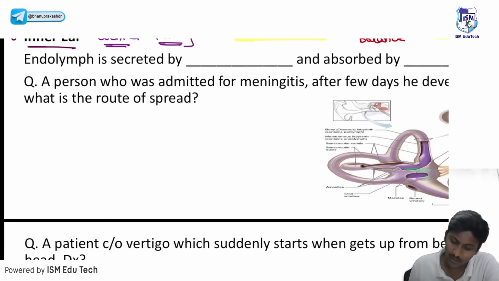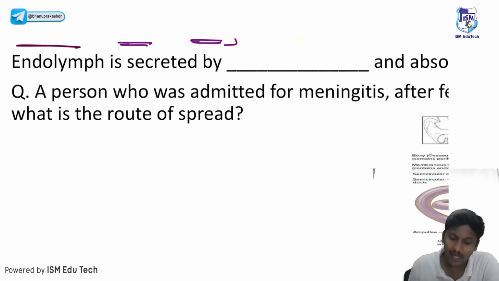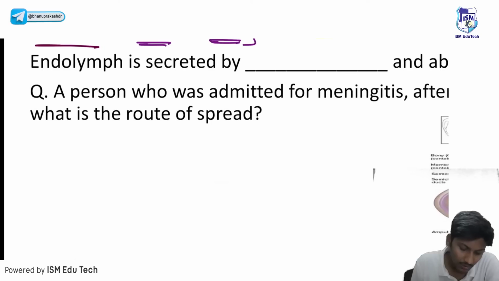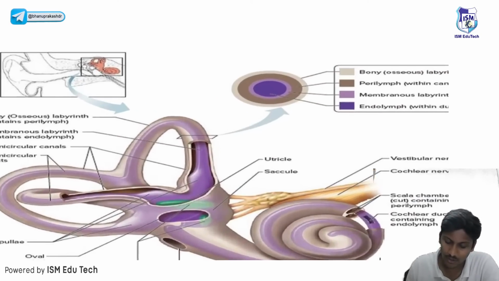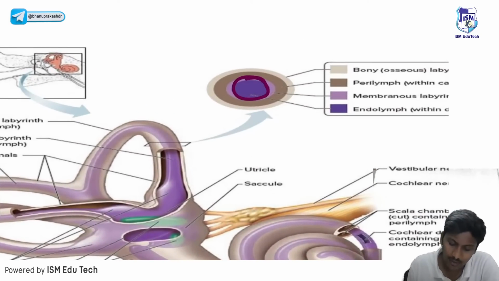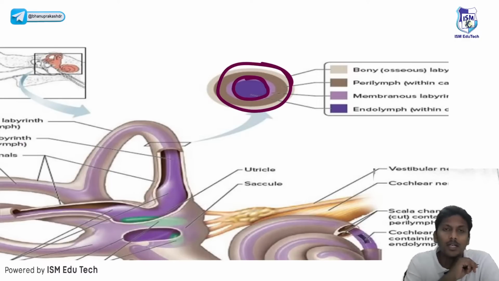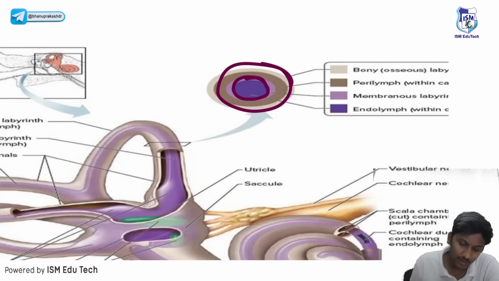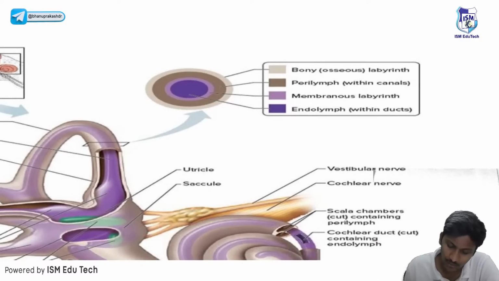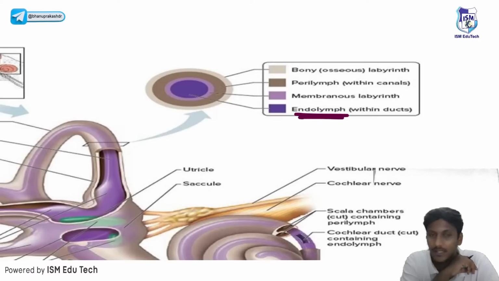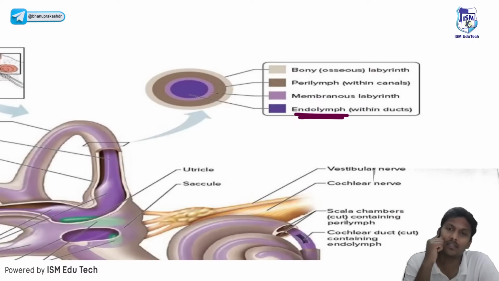Now in the inner ear, as I've told you, usually there are two kinds of fluids. One is called the endolymph, which is present inside the membranous inner ear. You can see over here, we have a membranous inner ear and the outer covering is known as the bony inner ear. So the actual inner ear is this membranous inner ear and it is surrounded by a bony covering. The darker purple fluid which is present inside the membranous inner ear is known as the endolymph.